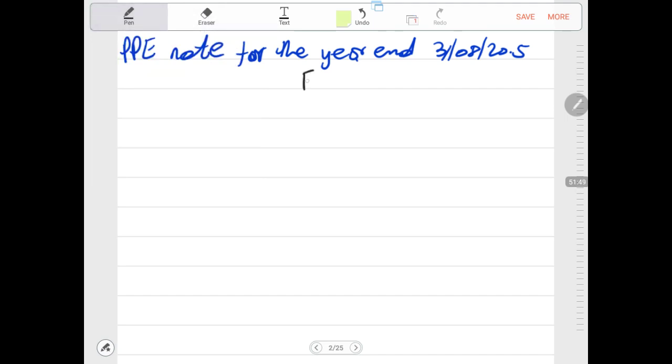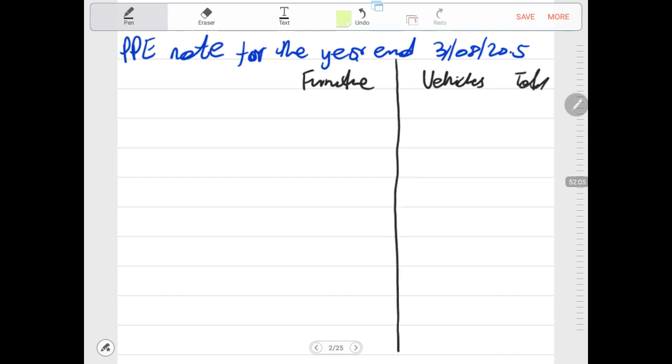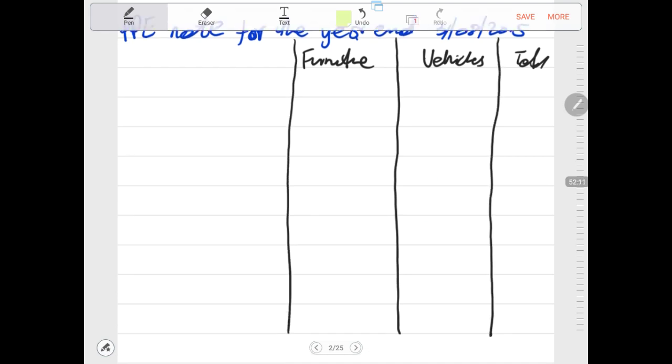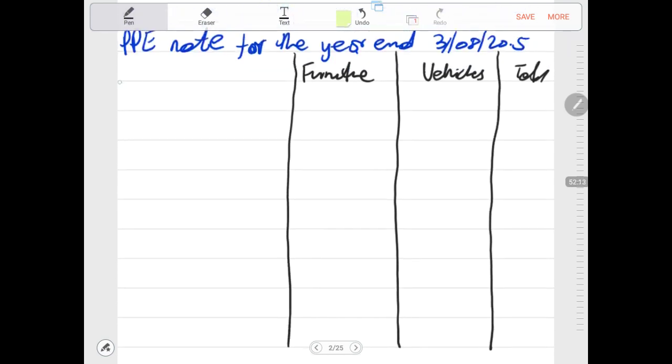We have it for furniture, and the second asset is vehicles. Please don't forget to write the total. This column is very important, more especially when you do the statement of financial position. You'll need that amount, so please always draw the total. Just want to make sure that the main figures are there, because the total is just a matter of recording the total.